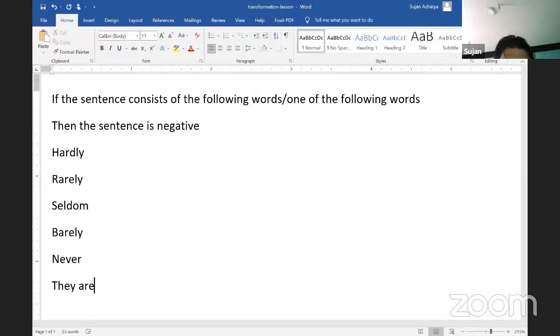Let's start. They are planting rice. Change the sentence into interrogative. The answer is: they are not planting rice. Please bear this punctuation in mind. Negative.